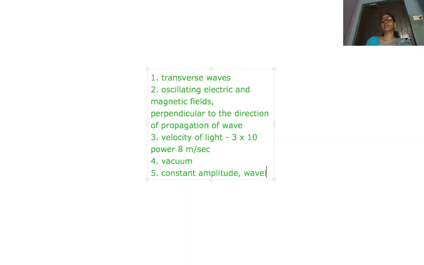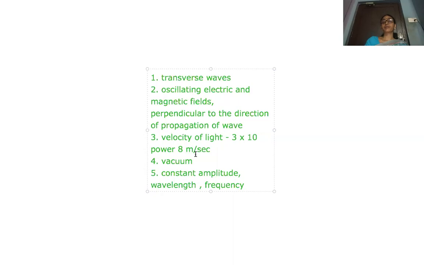As they travel, they have a constant wavelength also. So constant amplitude is there, wavelength is there, and the frequency is also constant. Wavelength is constant means what does that mean? Frequency is also constant. So these are the characteristic features of electromagnetic waves. Hope you have understood the electromagnetic waves and their characteristic features. So now let's go in detail with the electromagnetic spectrum.